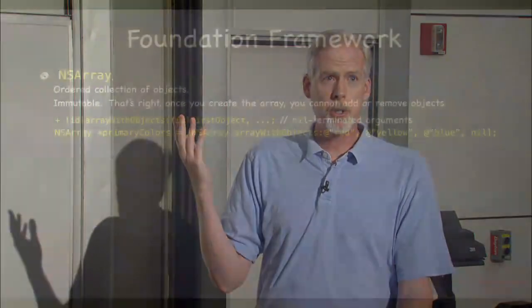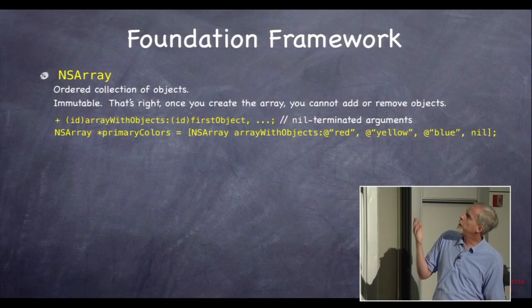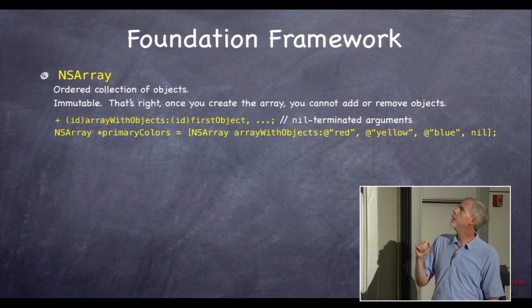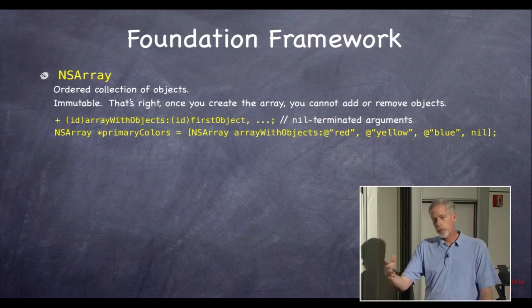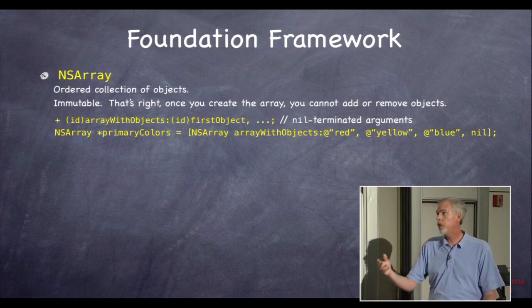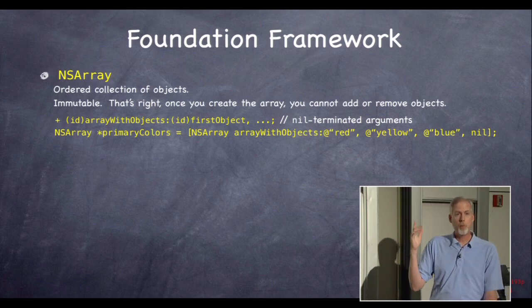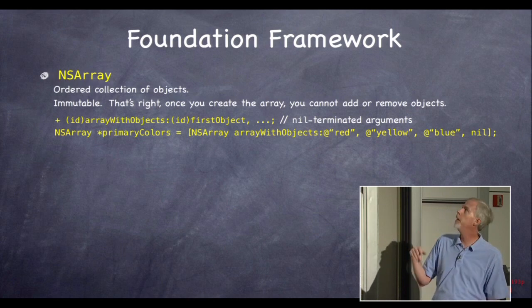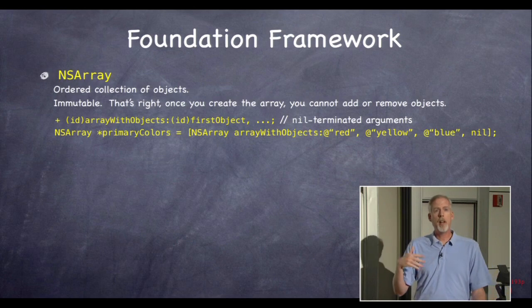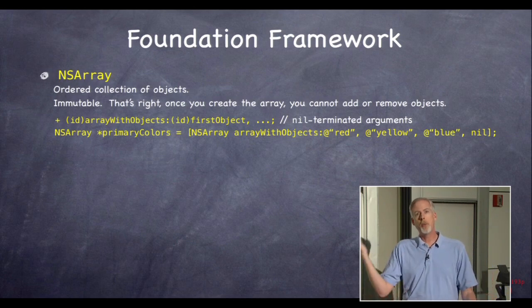So if you've got an immutable array, how do you put anything in it? Well, you do it at creation time. And there are quite a few class methods to create an array. Here's one called arrayWithObjects. It's one of these with commas where you can specify as many objects as you want. It's just a nil-terminated list of objects. So if I wanted to create an array with the primary colors in it, I could say open square bracket NSArray, it's a class method, arrayWithObjects, and then I pass three string objects and nil, and now I've got an immutable NSArray with those three objects in it.